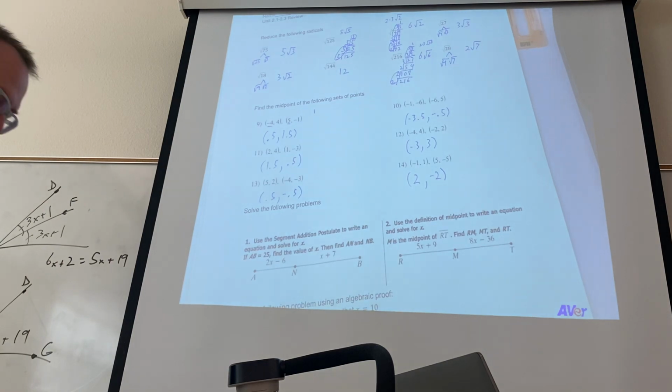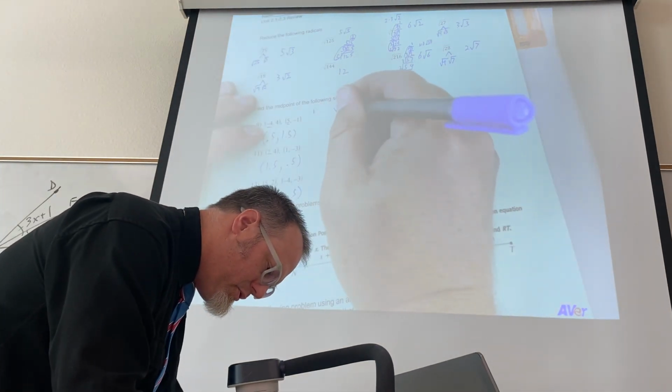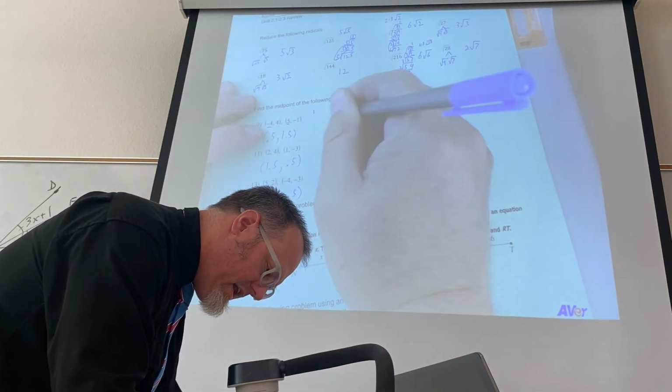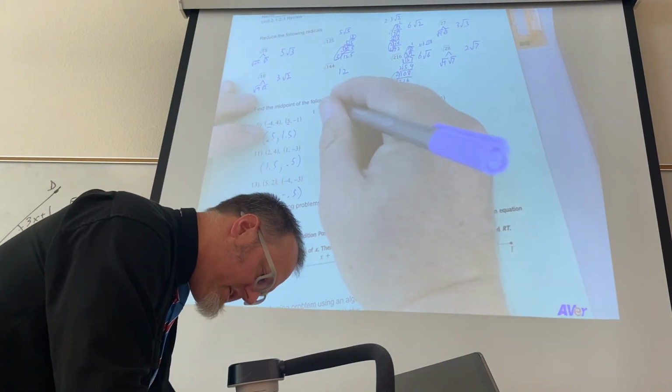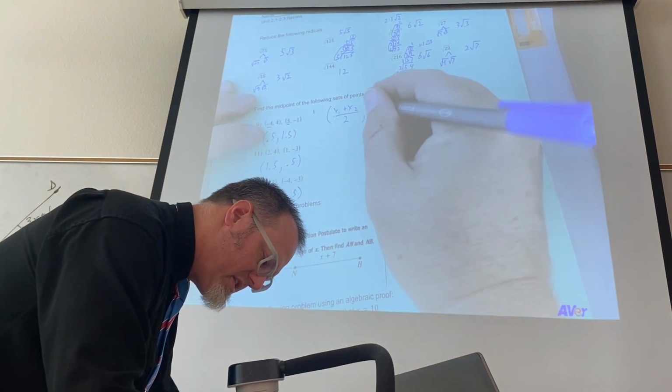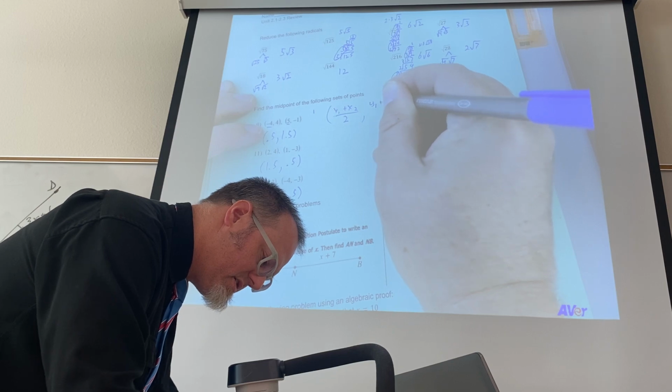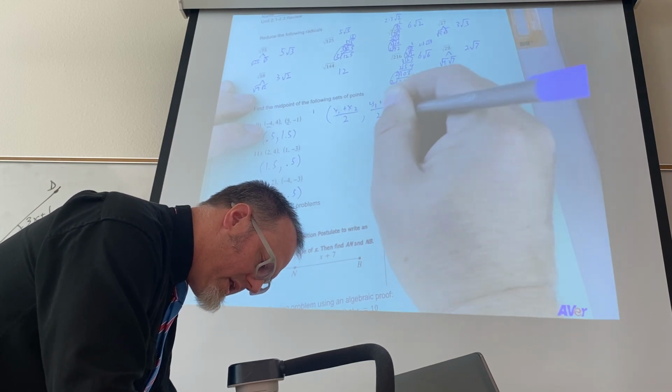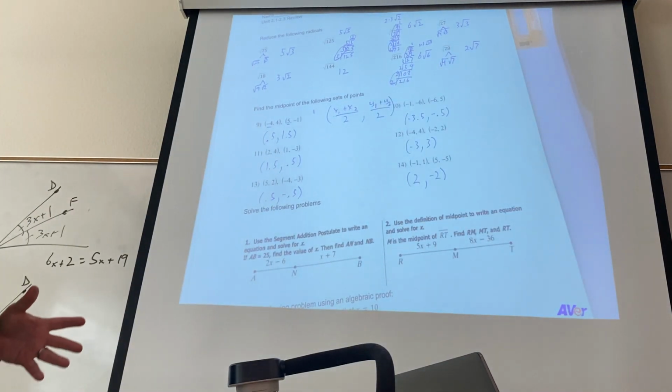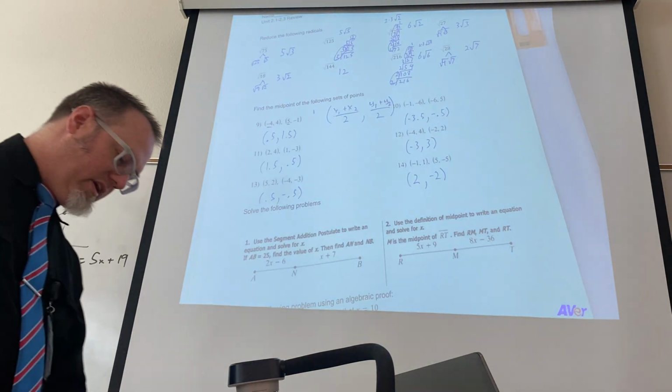Okay, again, we take the two x's, add them together and divide by 2. That's the first number. And then we take the two y's and we divide them by 2. And that's the second number. Okay, every single time, the exact same thing.